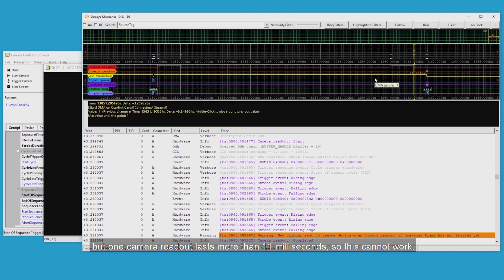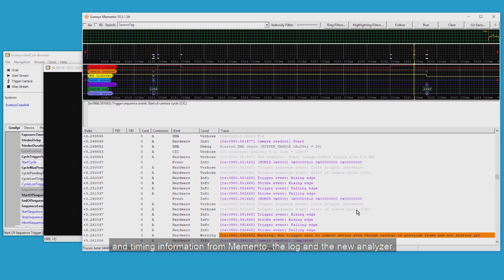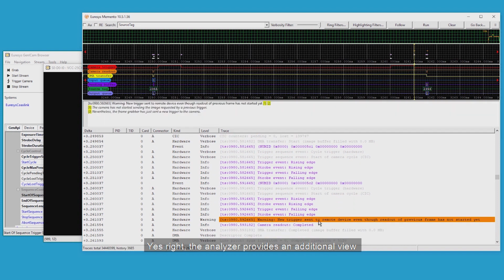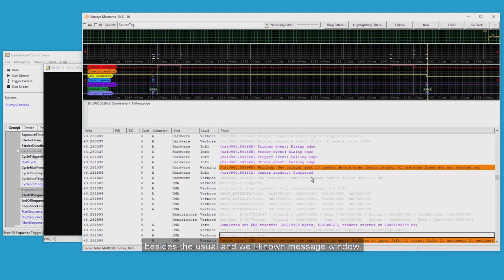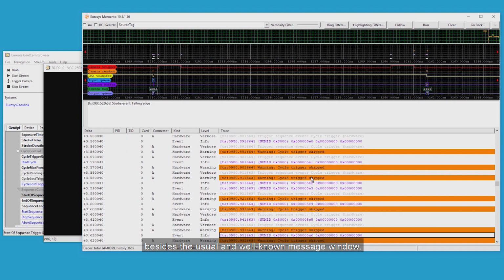That's really interesting. We get a lot of detailed information, sequence and timing information from Memento, the log, and the new analyzer. Yes, right. So the analyzer provides an additional view besides the usual and well-known message window.